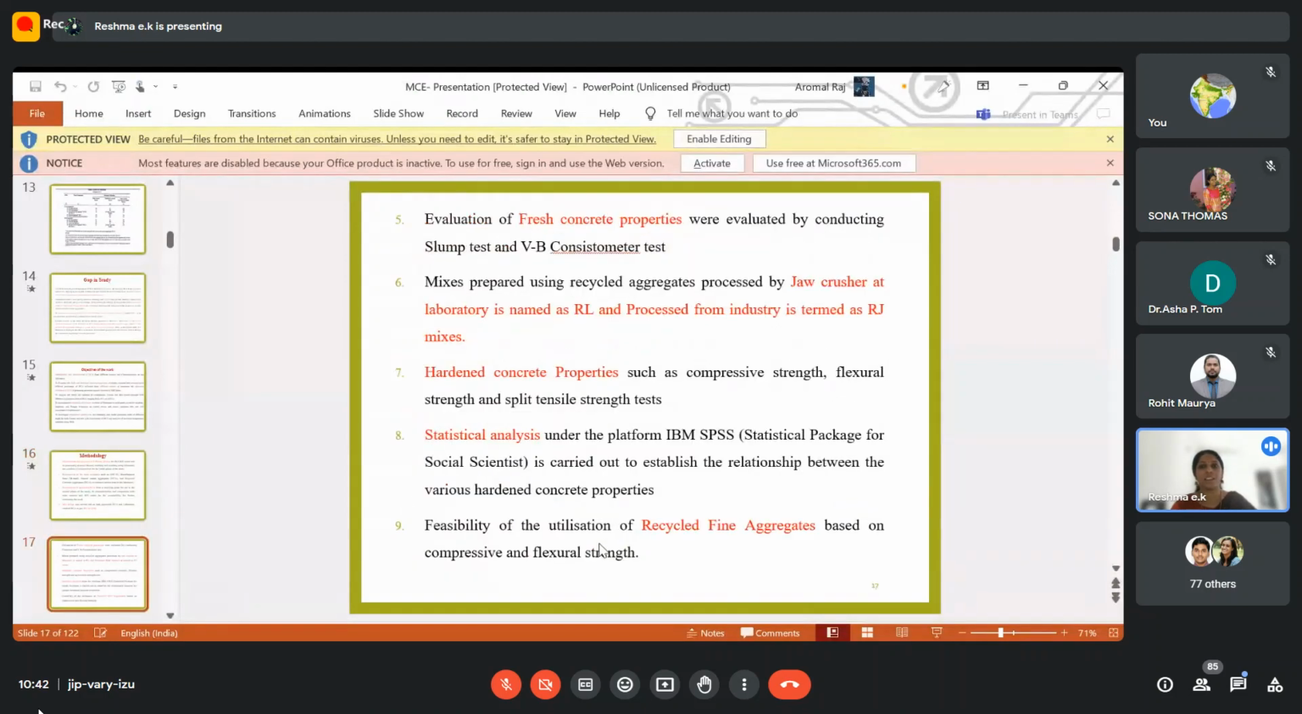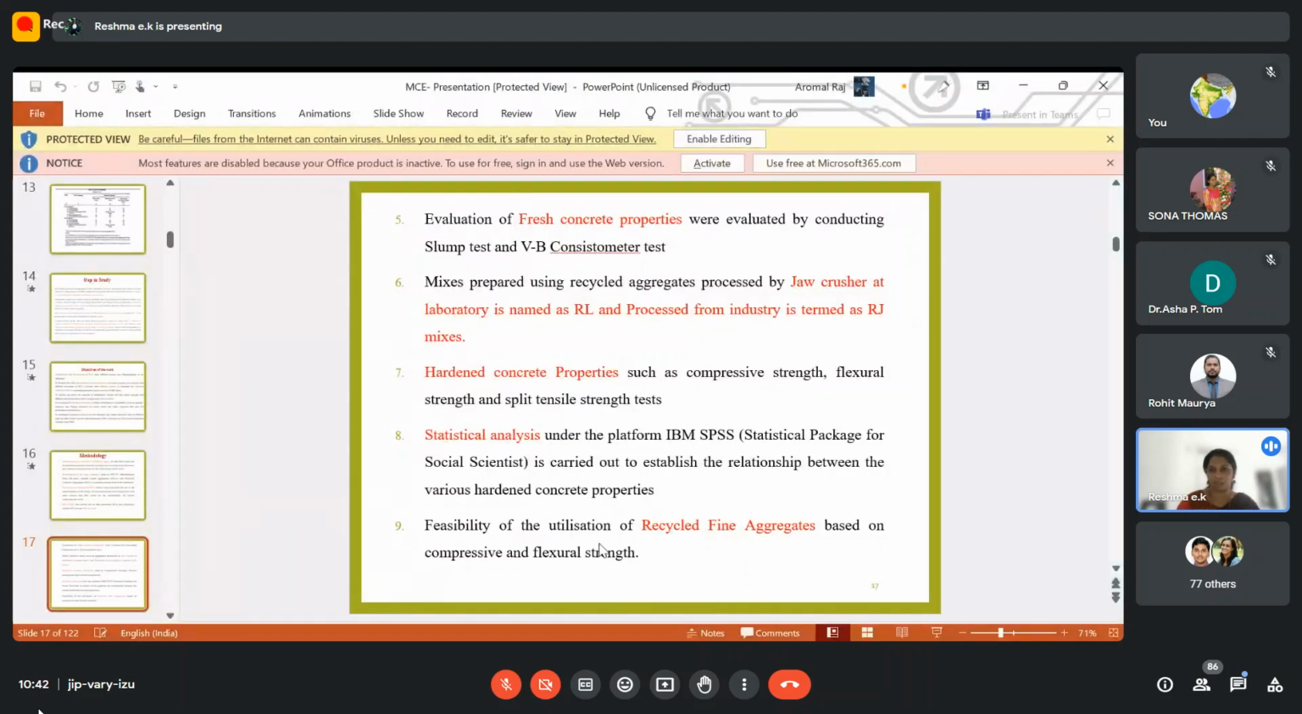And then the fresh concrete properties in terms of slump test, VB consistometer and compaction factor. I've not included compaction factor, but that is also done. But majorly we concentrate only on slump test.